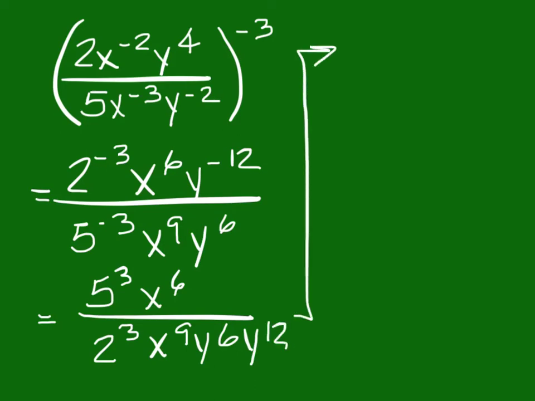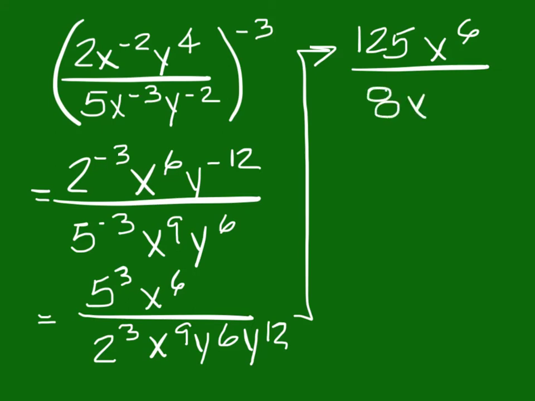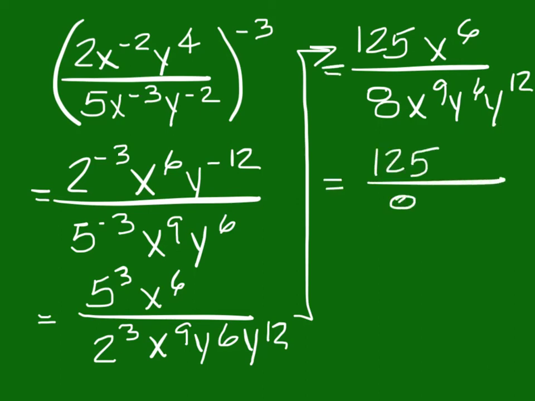Now up here we're going to have 125 in place of 5 to the 3rd, and we'll leave everything else the same. 2 to the 3rd is 8. Leave everything else the same. And now we go back and simplify the variables. 125 and 8 will remain, but your larger x is on the bottom. The difference is 3. You have 2 y's on the bottom, so you add those together to get y to the 18th.